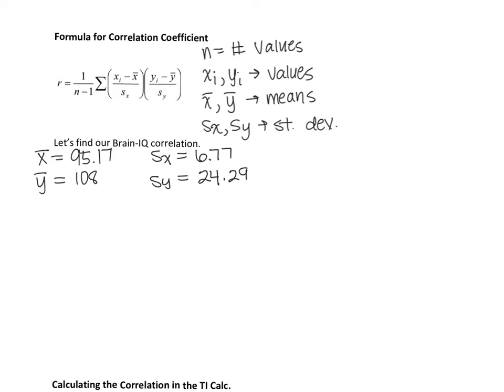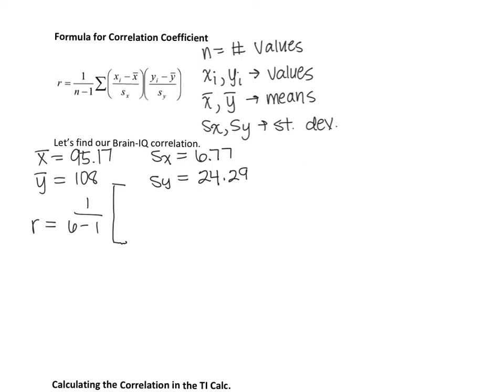So now I'm going to set up how we're going to calculate r. So r equals 1 over n minus 1. So n is the number of values. We had 6 people we looked at, so 6 minus 1. Now I'm going to start the part with the summation.